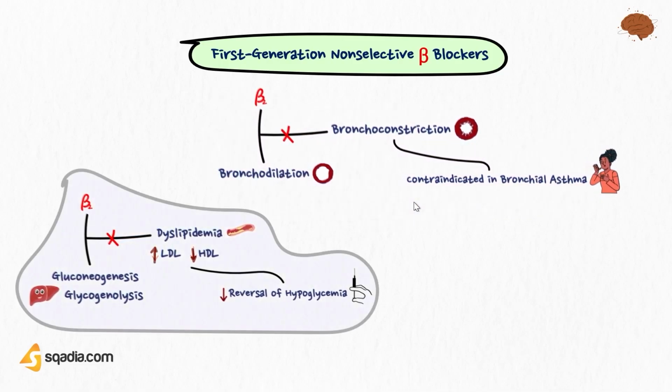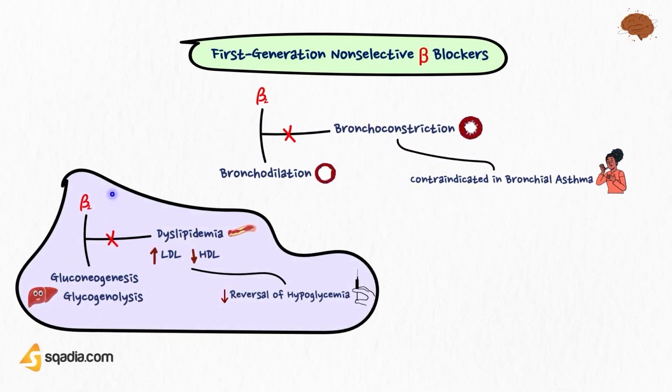Next, blocking beta 2 would also cause dyslipidemia. Dyslipidemia refers to abnormal levels of lipids such as cholesterol and triglycerides in the blood. Lipids are essential components of the body and they play vital roles including energy storage, insulation, and the formation of cell membranes. Blocking beta 2 would increase the low-density lipoproteins, which are the bad cholesterol, and decrease the high-density lipoprotein, which is good cholesterol.